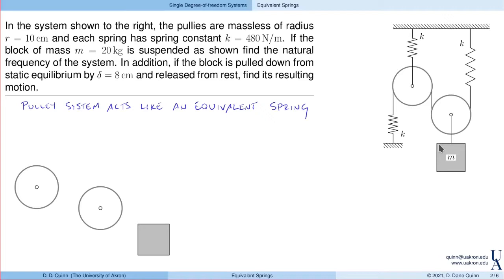It'd be a 3 degree of freedom system in that case. However, because these pulleys are massless, it reduces the degree of freedom for the overall system to 1. We really only need this single coordinate to describe the location of the block. So, again, this is a single degree of freedom system.